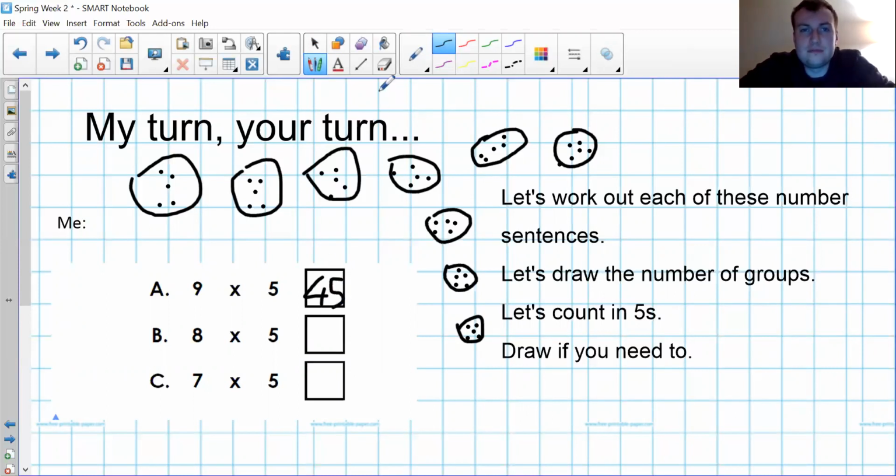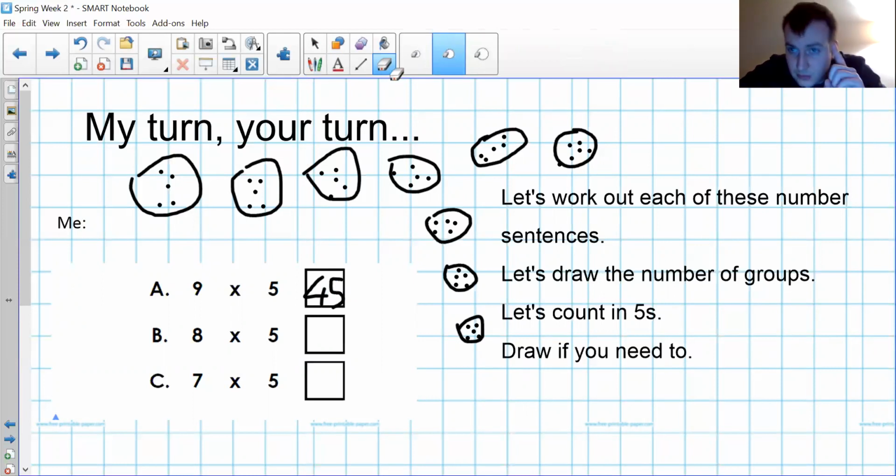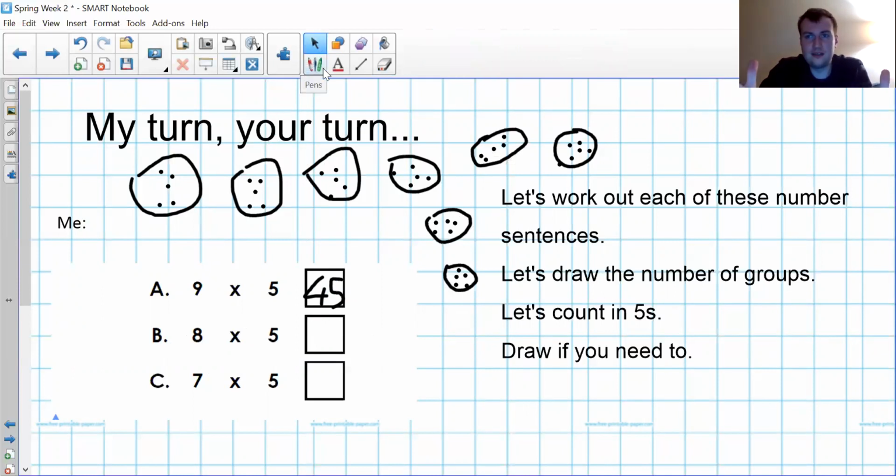Now, if you're smart, you can be a little bit cheeky and go, well, this one's asking for 8 groups of 5. I just drew 9 groups of 5, so I just need 1 less group. Suddenly, I have 8 groups of 5. Saves you a bit of time and starts you to understand the relationship between the different questions.